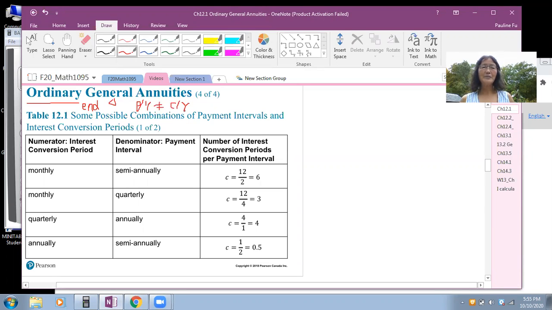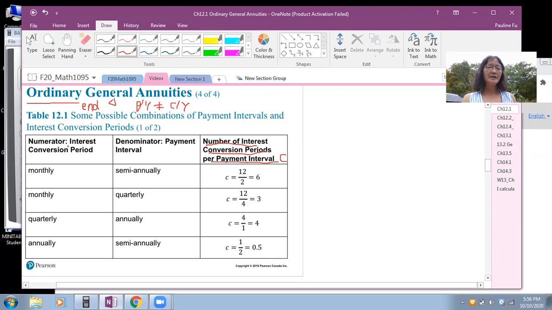Here, we are talking about ordinary general, which means payment is made at the end of a payment period, and PY is not equal to CY. When you have PY not equal to CY, we need to calculate the number of interest conversion periods per payment interval, C. So C represents the number of interest conversion periods per payment interval. Let's look at these situations.